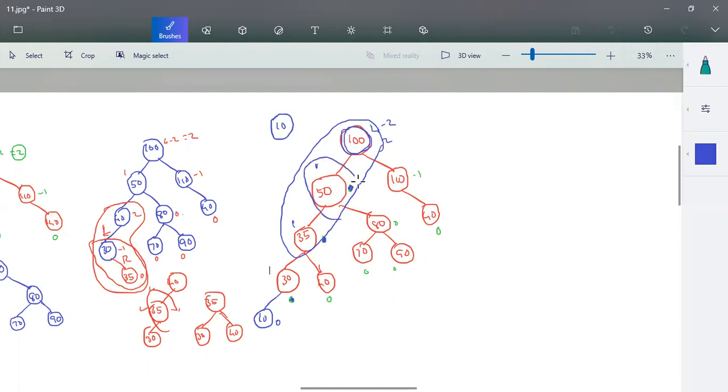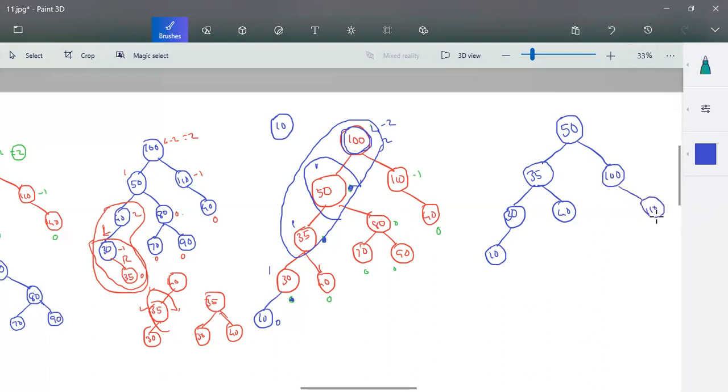Now you have to perform a clockwise rotation over here. So 50 will be the root node, and 35 will remain as it is. Whatever branch we have after 35, like you have 30 here and 40 here and 10 towards it, will remain as it is, and we'll be pulling this 100 down. So 100 will come as the right side child for 50. Okay, so 100, and this 100 is attached with 110, remains as it is, and 40 will remain as it is.